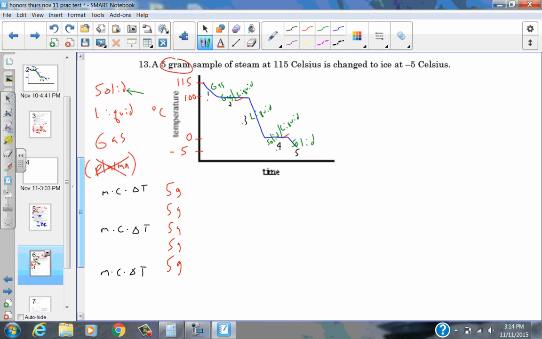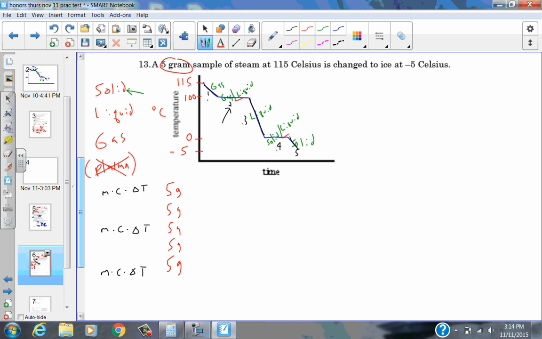How do you know which ones are mcΔT? They have a slope, they have a slope, they have a slope. All the plateaus are different. That's where there's a phase change happening. You couldn't use mcΔT because there is no change in temperature. You'd just get 0, so you wouldn't get any reasonable number. So there's a phase change happening.